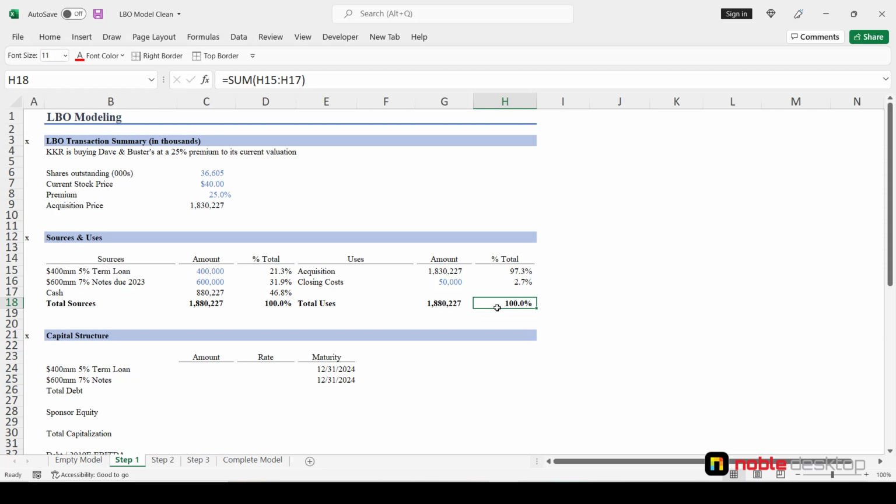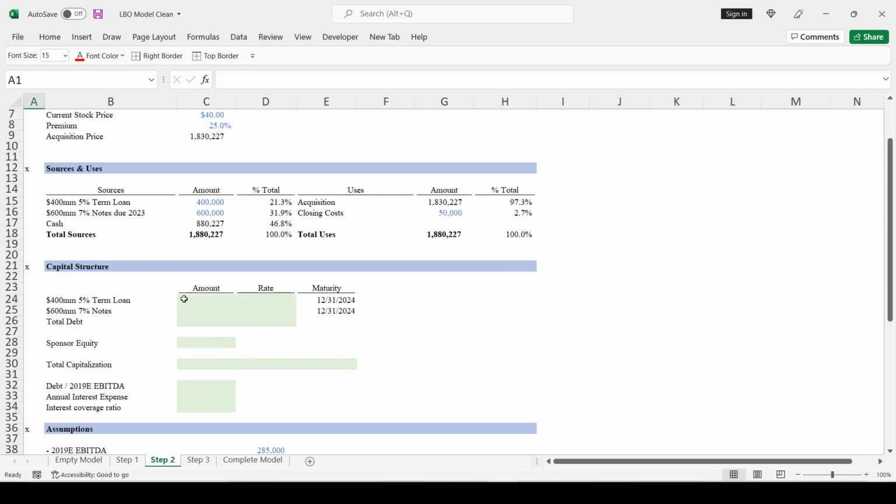I just completed the first step with the LBO transaction summary and sources and uses of funds, and the next step will be completing the capital structure for the deal.